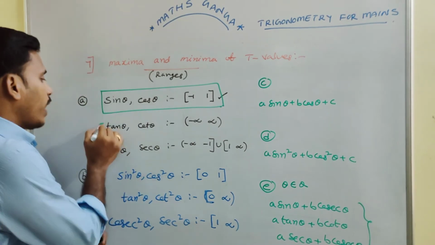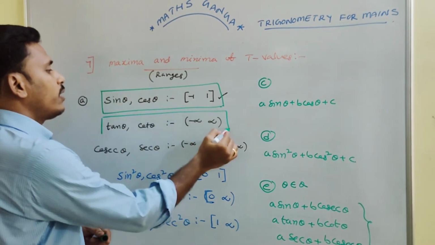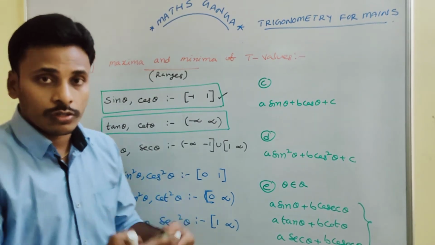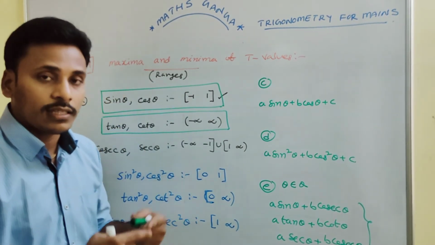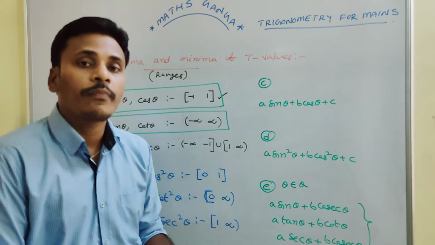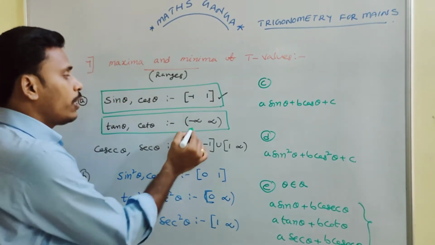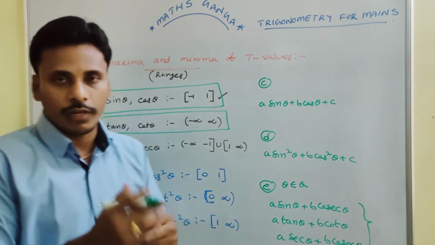Whereas if you discuss tan theta and cot theta, the resultant values, irrespective of theta, that is, for different values of theta, if you observe the values of tan theta and cot theta, they always lie between -infinity and +infinity.